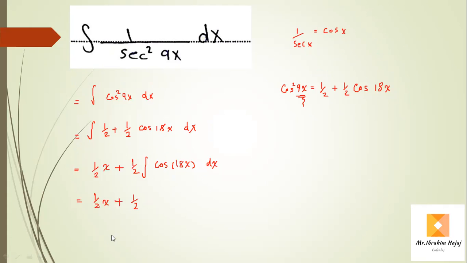At first you stay confused between the derivative and integration, but it will get fixed with you soon. Cosine 18x, its integral is sine 18x over 18, plus the constant. Half x stays the same, and half times 1 over 18 is 1 over 36. So the answer is x over 2 plus sine 18x over 36 plus c. Okay, this is your final answer, guys.